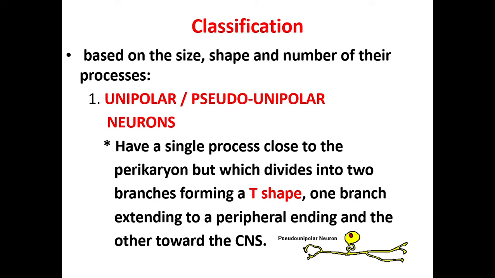We go now to the classification of nerve cells. One criterion is based on the size, shape, and number of their processes. For the first type, we have the unipolar or pseudounipolar nerve cells. These cells have a single process close to the perikaryon, which divides into two branches forming a T-shape, one branch extending to the peripheral ending and the other towards the CNS. During development, at first only one process comes out from the soma, but with further development, this process will branch out into two, forming a T-shaped formation. So this becomes now a pseudounipolar nerve cell.